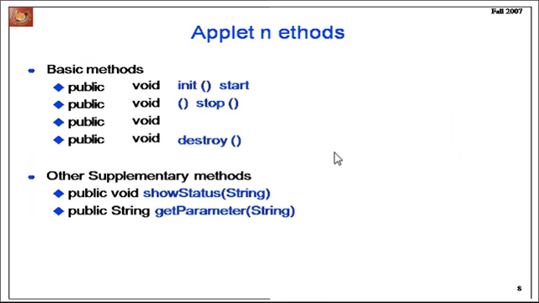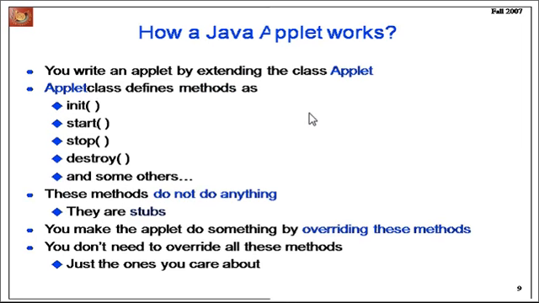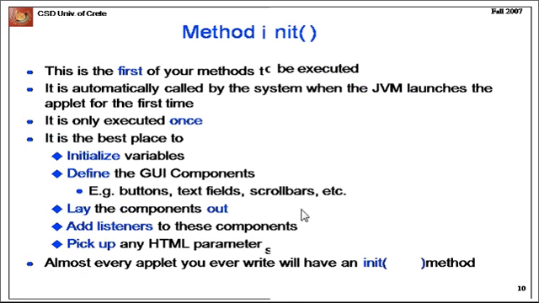Here we put the methods related to an applet: init method, start method, stop method, and destroy method. These define the life cycle of your applet, that is, how a Java applet works. There are four methods that describe the complete working of your applet: init, start, stop, and destroy. Next we introduce the init method.